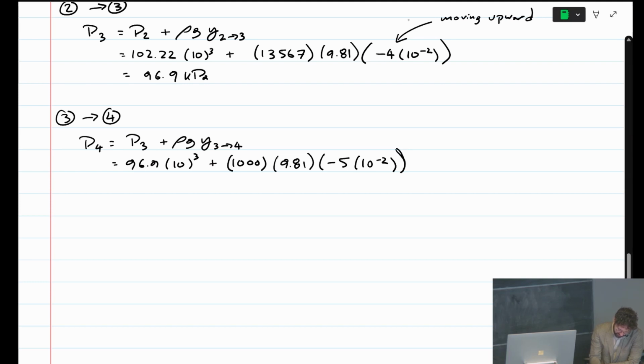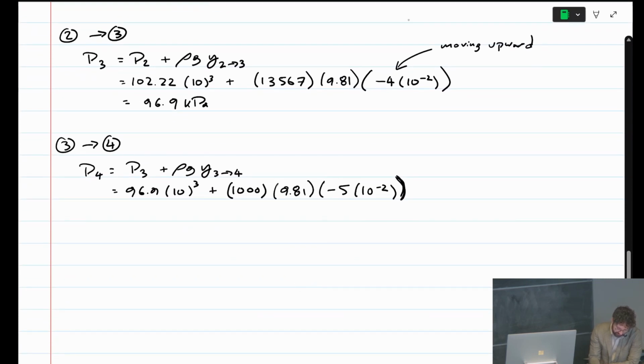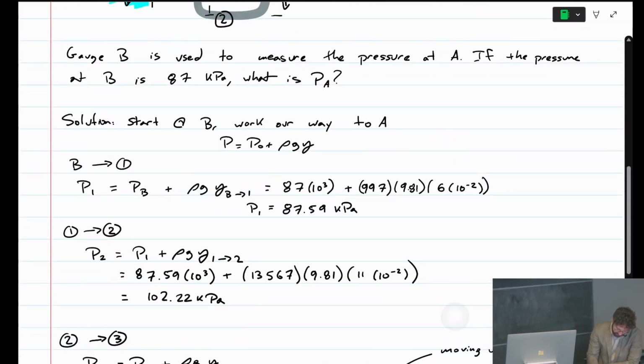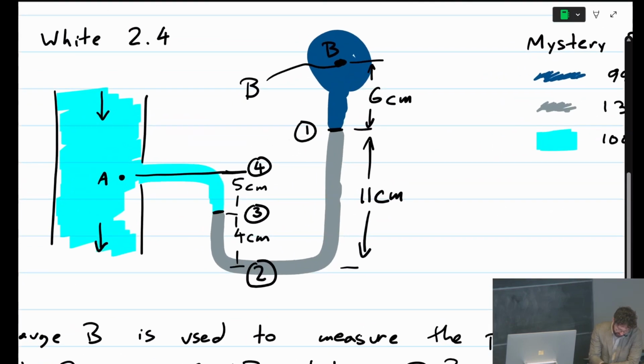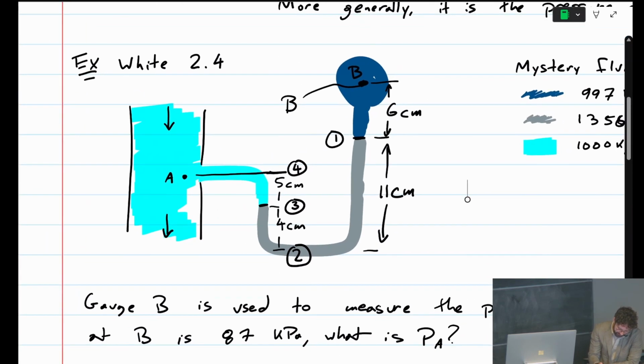Okay, so that's going to be moving upward through a fluid of density 1000, which is what the light blue fluid has. Scroll back up. So that's where that 5 came from here. And the density of that fluid is 1000.